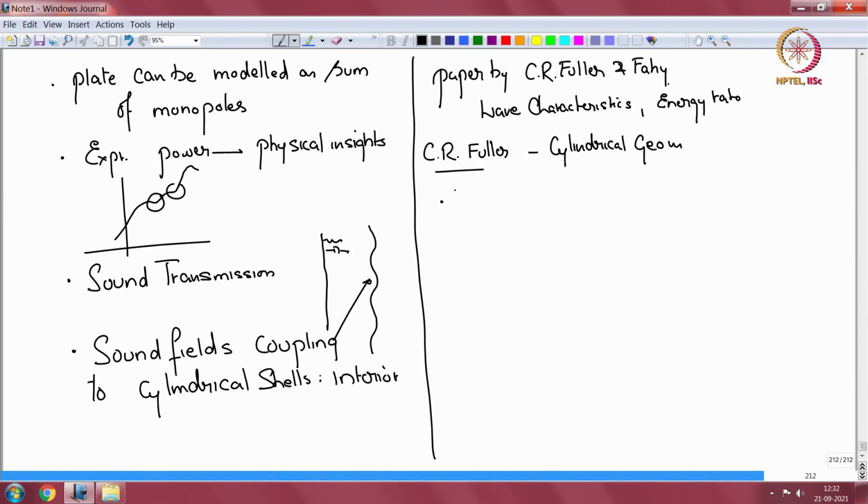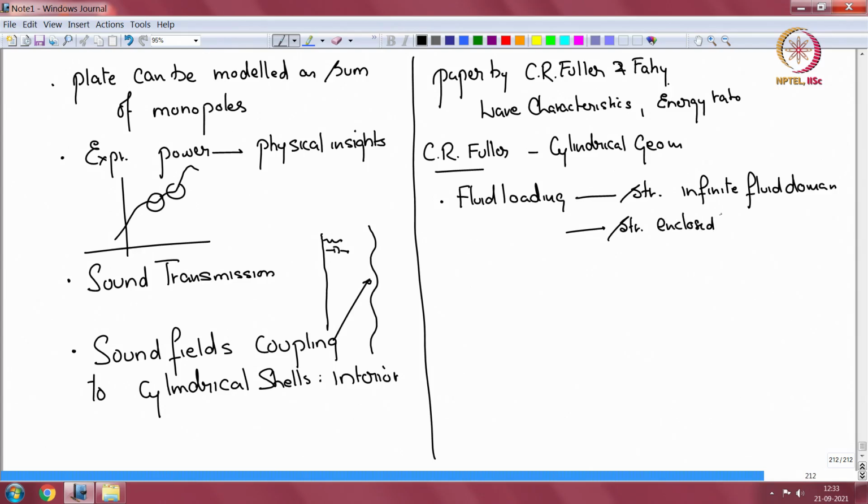Then lastly we discussed the topic of fluid loading in structures that radiate to infinite fluid domain and structures that carry enclosed fluids.